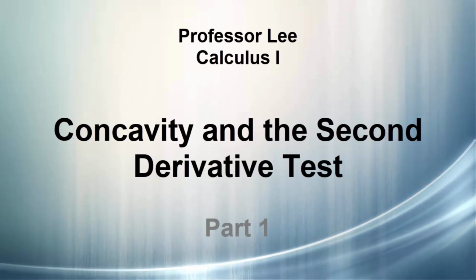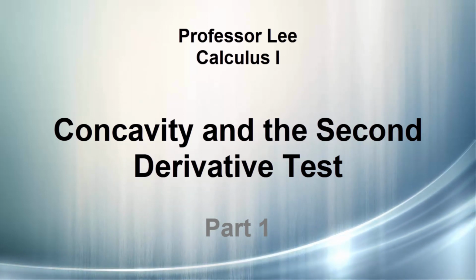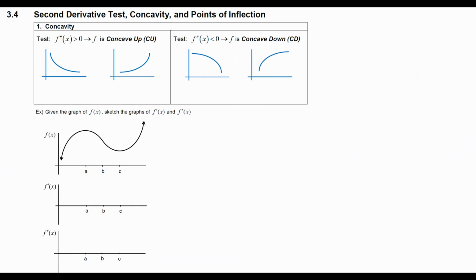Section 3.4 Concavity and the second derivative test. In section 3.4, we are going to learn about the relationship between f, f prime, and f double prime. F double prime also gives you lots of information about your graph of f.